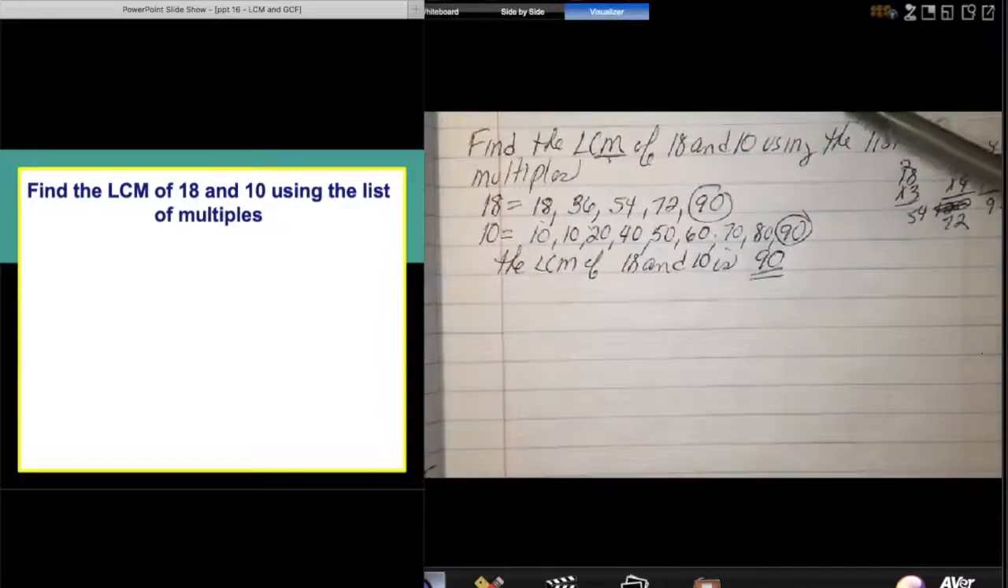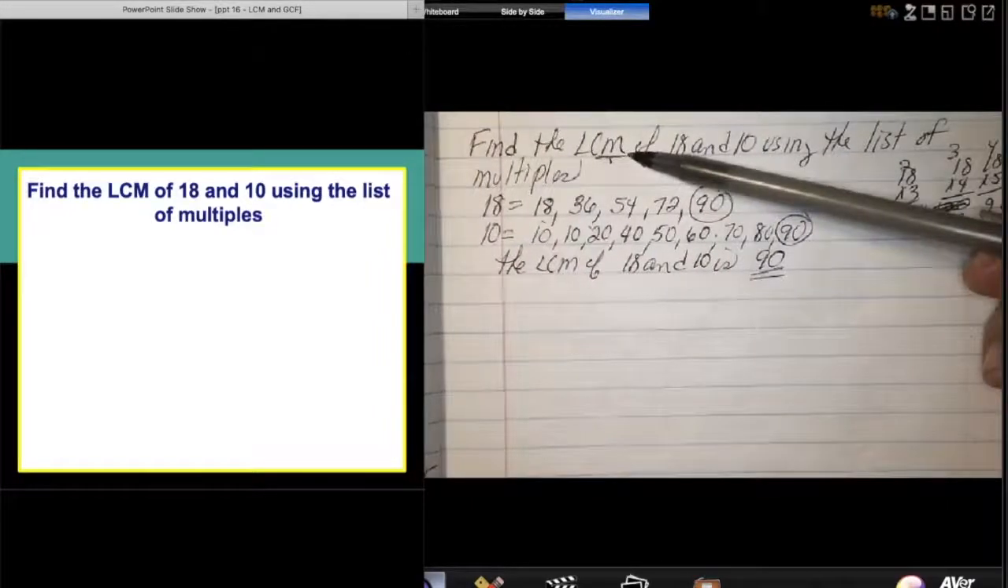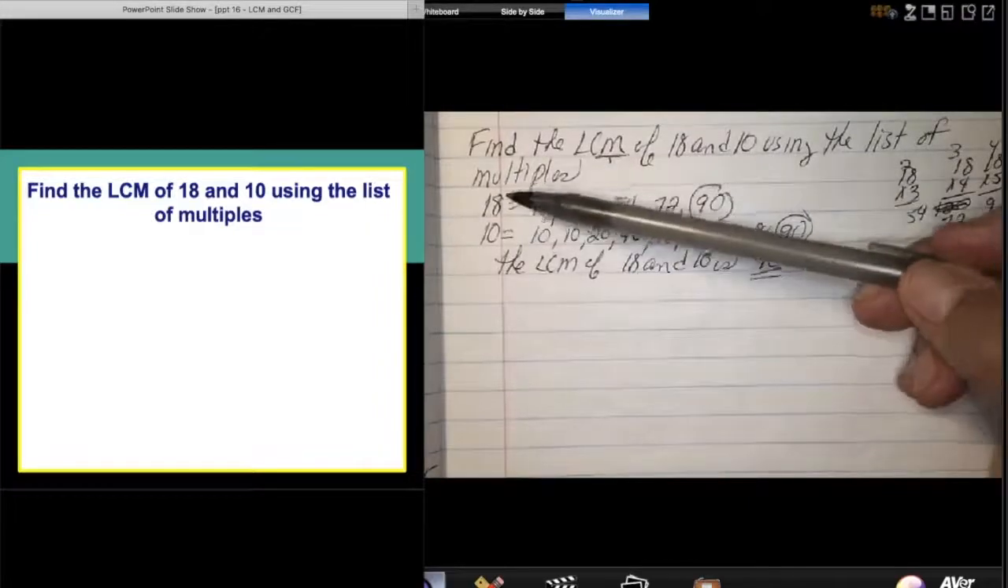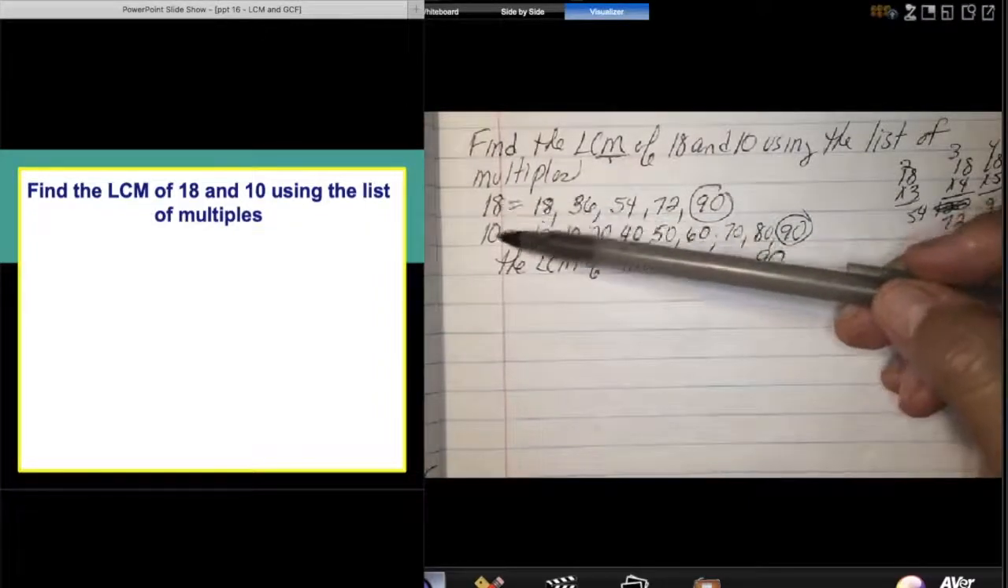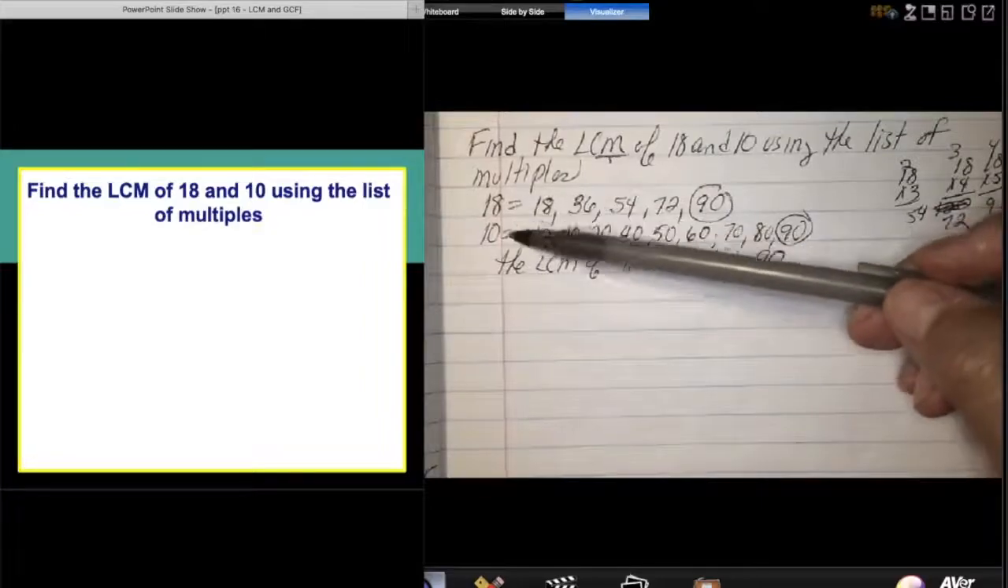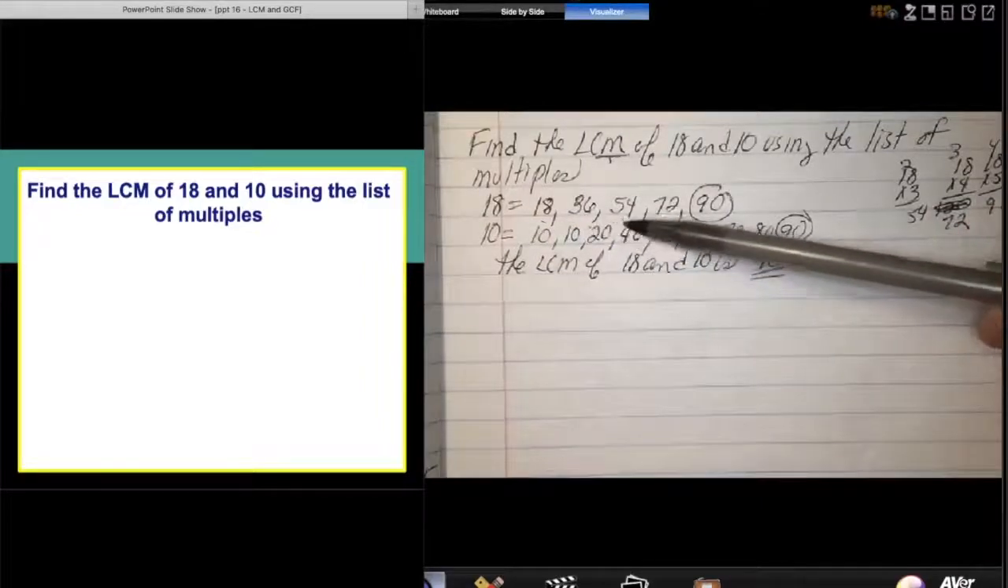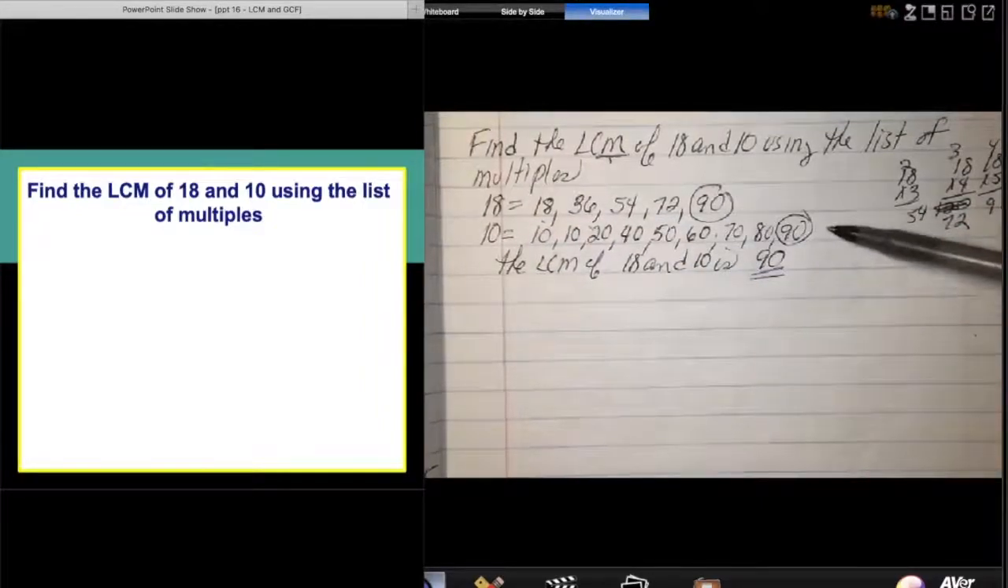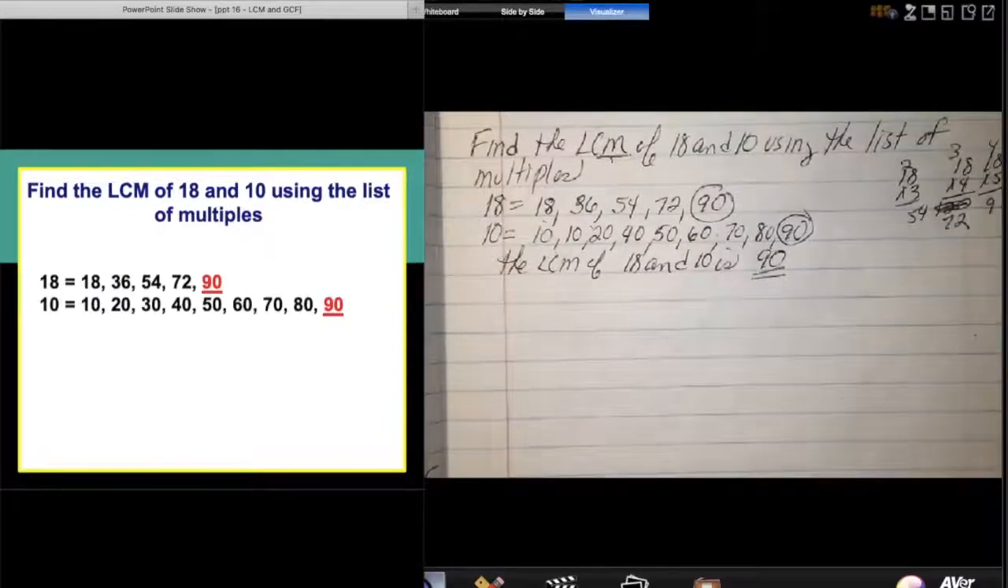So in order to find the LCM using the list of multiples, we multiply each of the two numbers, 18 and 10, and multiply and multiply until they match. So the LCM of 18 and 10 is 90.